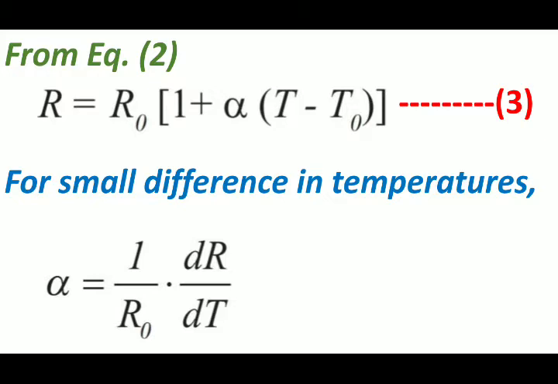dR is the change in resistance. dT is the change in temperature. So for a small difference in temperature, alpha can be written as 1 upon R naught dot dR upon dT, and we label this as equation number 4. So these are the 4 equations that we have derived here, and you have to remember the third and first equation. Now let's have one example or application based question of this derivation.